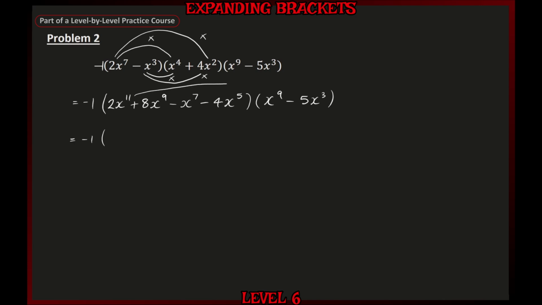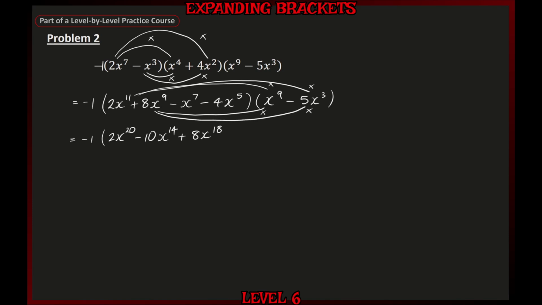So we have 2x to the power of 11 multiplied by x to the power of 9, and this is 2x to the power of 20. Again, adding those powers together. We can now multiply 2x to the power of 11 and minus 5x cubed. Well, 2 times minus 5 is minus 10, and x to the power of 11 times x cubed is x to the power of 14. Next, 8x to the power of 9 multiplied by x to the power of 9 is plus 8x to the power of 18. 8x to the power of 9 multiplied by minus 5x cubed. Well, 8 times minus 5 is minus 40, and x to the power of 9 times x cubed is x to the power of 12.